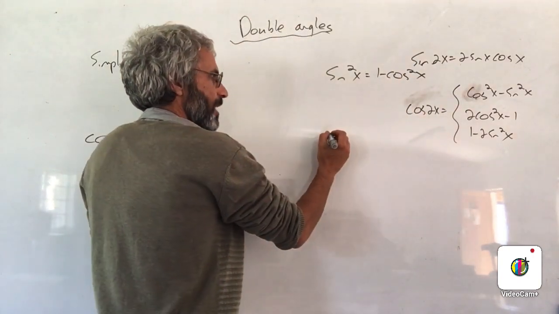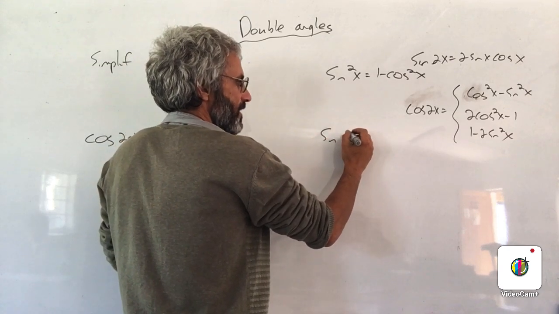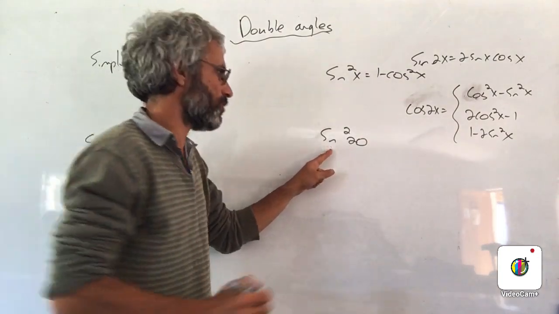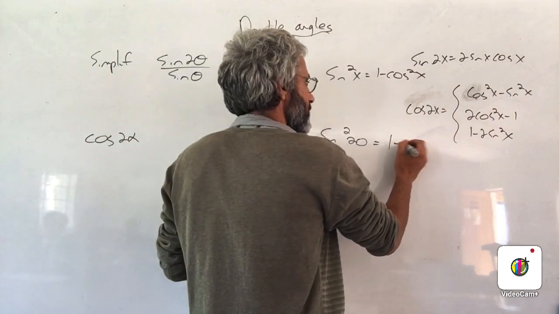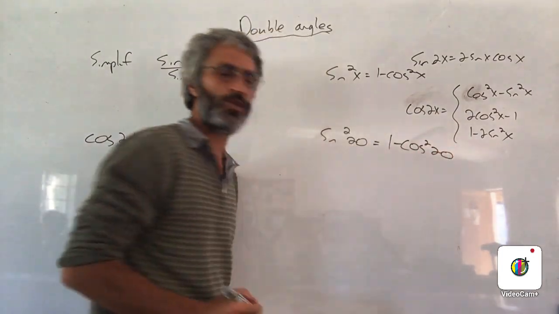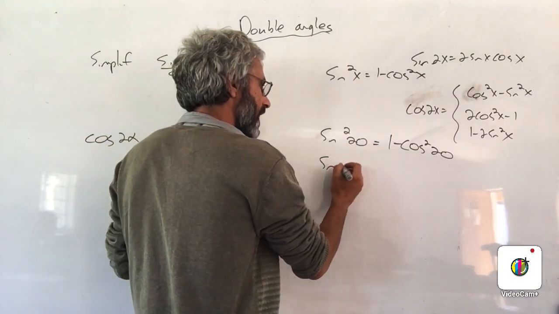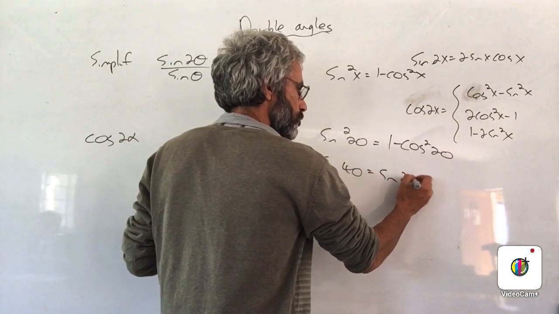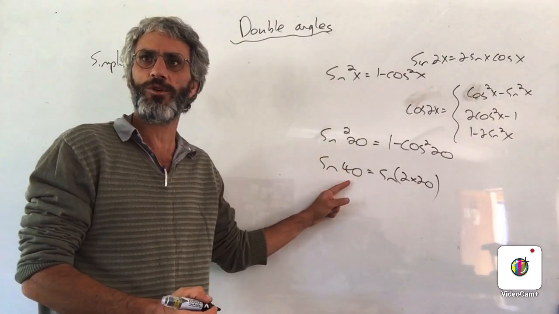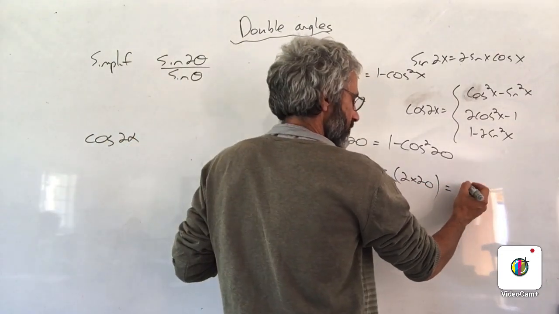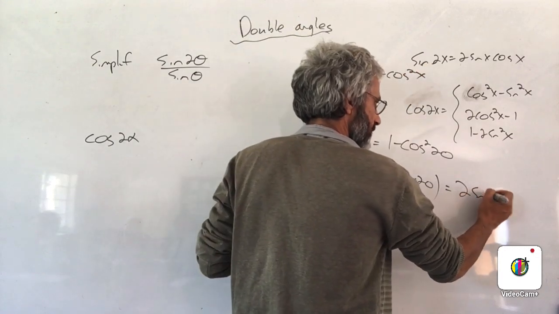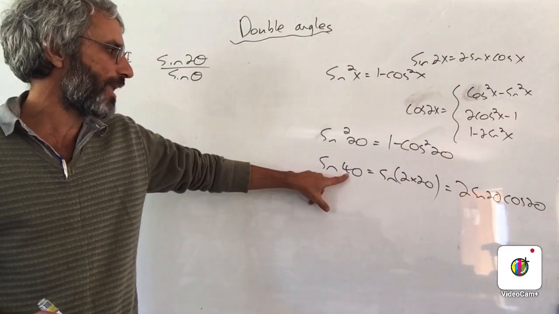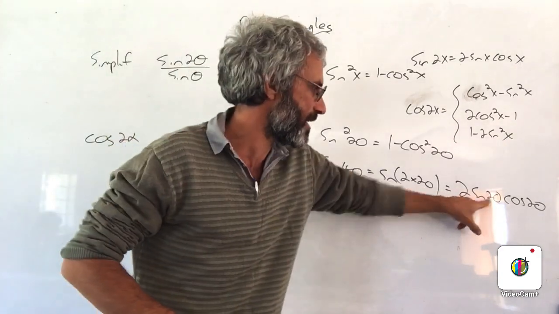Let me give you an example with numbers. If I had sine square 20, which is sine 20 squared, you can write that as 1 minus cosine square 20. But if I have sine 40, then I can write sine 40 as sine 2 times 20. I'm just changing, instead of 40, I'm writing 2 times 20. Well, that is, according to this formula, 2 sine 20 cosine 20. So that's the double angle formula. I can convert any angle to half of it, and that's the price I have to pay.